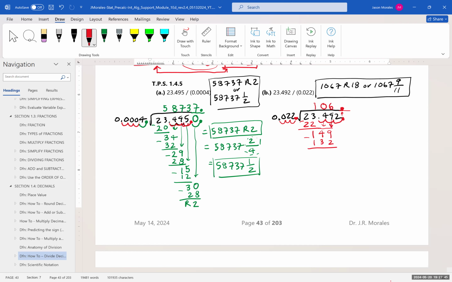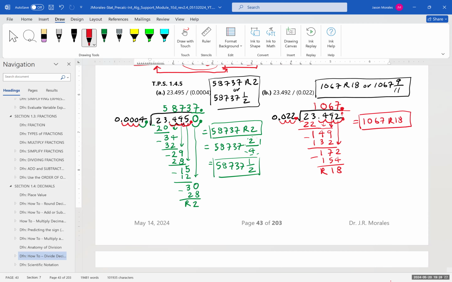Don't worry, I didn't do that in my head. No, I think I did actually, but you can use your calculator for something like that. Okay, so that gives us a difference of 17. And drop the 2. And 22 goes into 172 at most 7 times, which gives us 154. Find the difference of that, and we get 18. So that's our remainder. So what we've got is a quotient of 1067 with a remainder of 18.